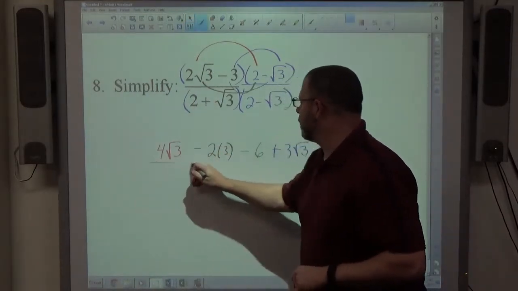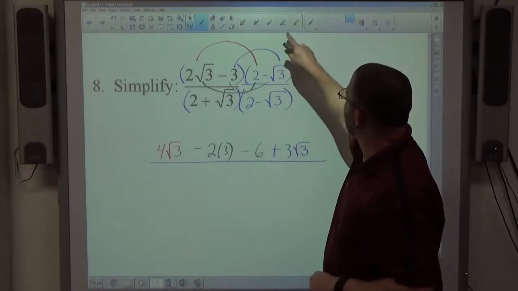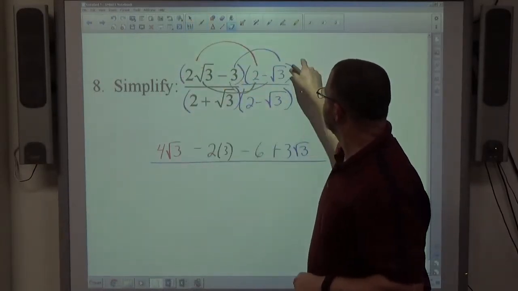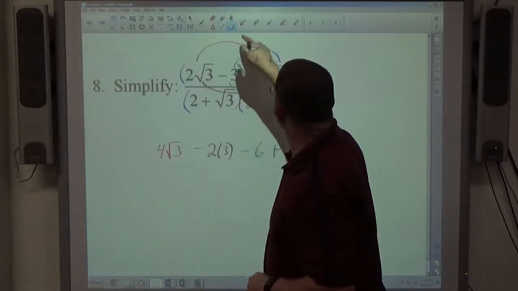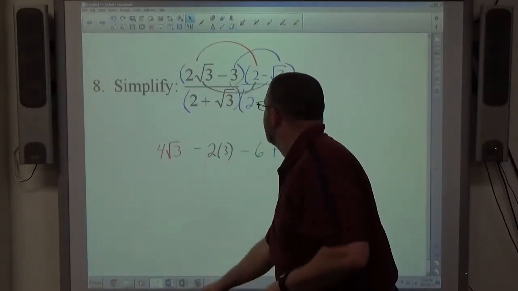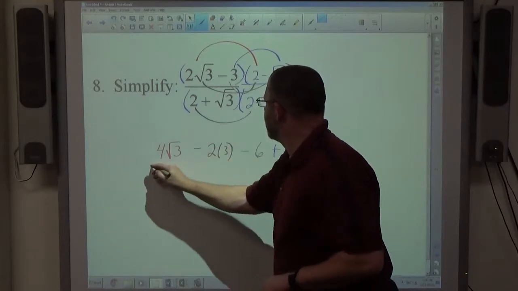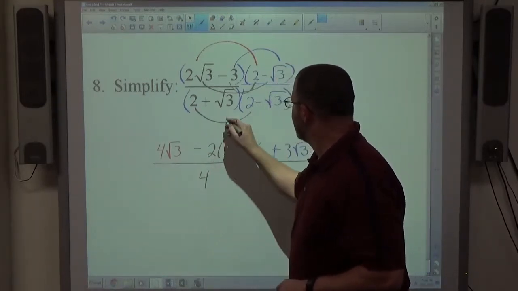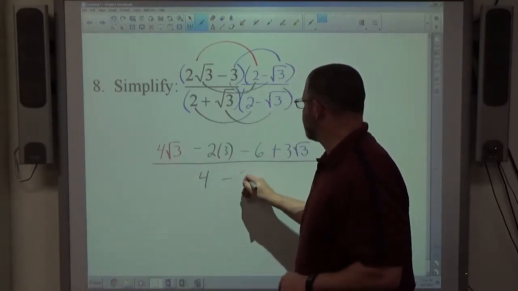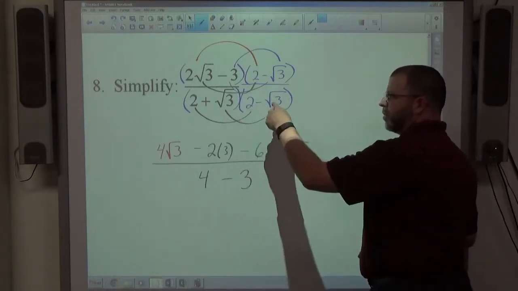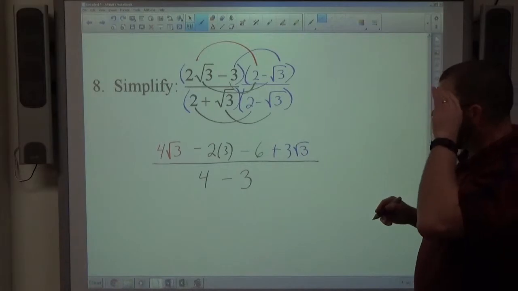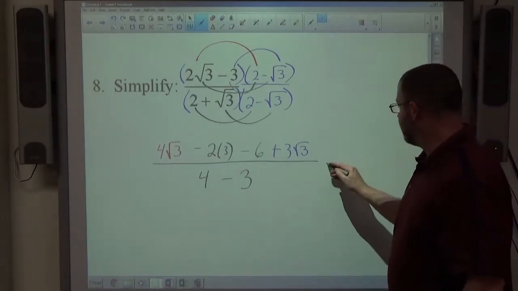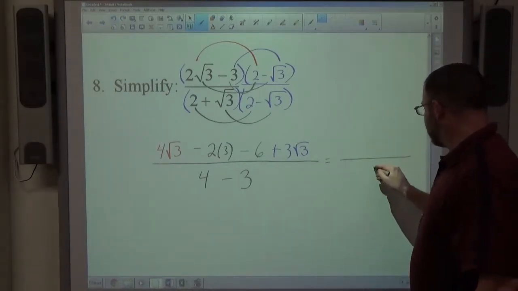On the bottom, instead of doing FOIL, I just have to do the first and the last. So first times first makes positive 4. Last times last makes minus 3. Once again, square root of 3 times the square root of 3 just makes 3. The opposite signs create a negative. The outside and inside products there will cancel, so we don't have to worry about that. So the end result on the bottom is just 1.